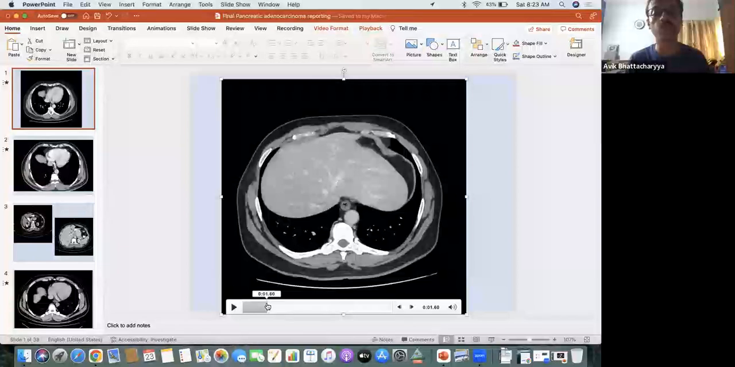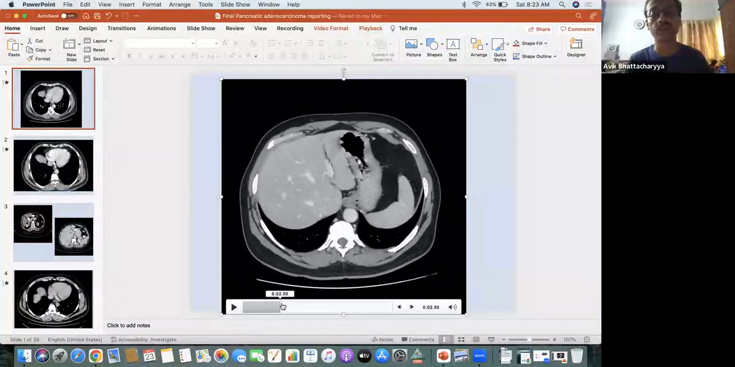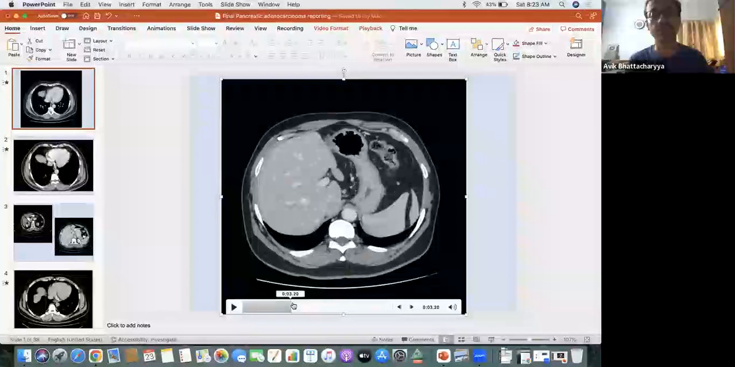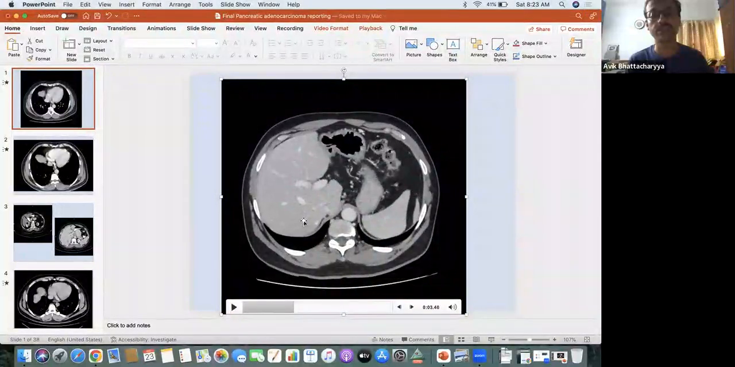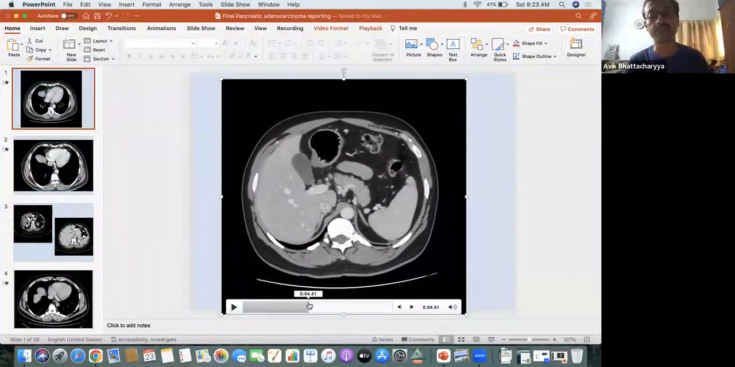And if we go down caudally, I'm going down caudally. Now you can see this is the left branch of the portal vein and this is the right branch of the portal vein. Both of them are joining here. See here. So this right branch and this left branch are joining to form the main portal vein. Here it is, the main portal vein. This is the main portal vein.